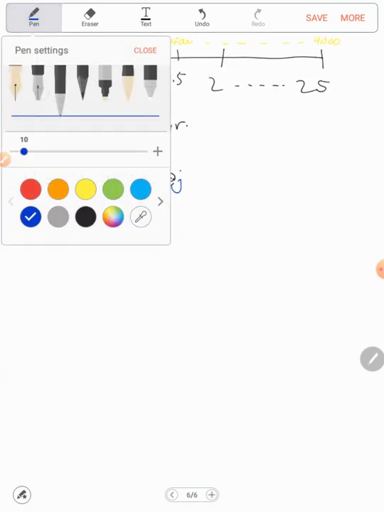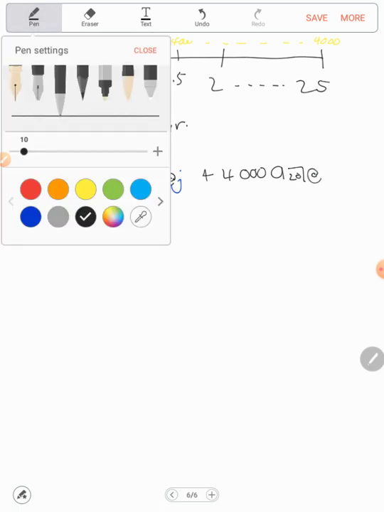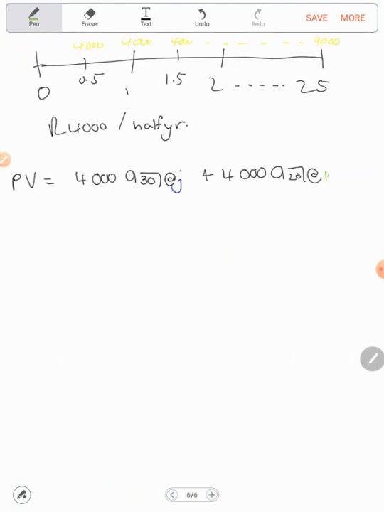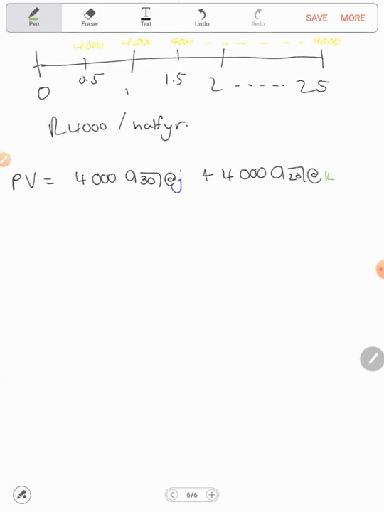And then our second annuity function, it's going to be, remember we've done with the first 15 years, so there's 10 years remaining to get our full 25. So that's going to be 10 years, 2 payments a year, so it's going to be 20 payments. And this is going to be at our interest rate K. And this we calculated previously. This was the I2 over 2 for the second 10 years.